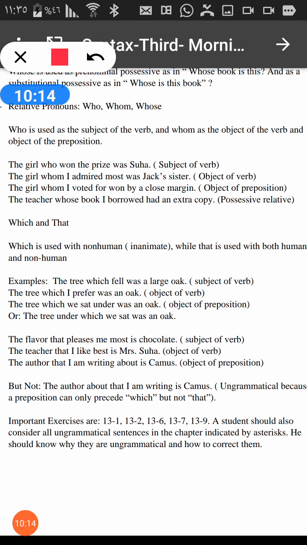We take these examples about that to show the differences between which and that. Here: the flavor that pleases me most is chocolate. Here that functions as the subject of the verb pleases because it comes before it.